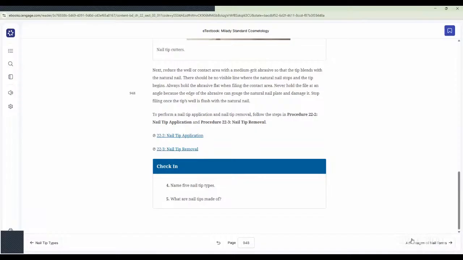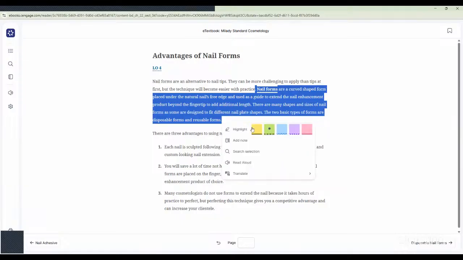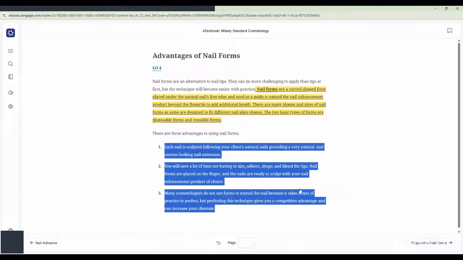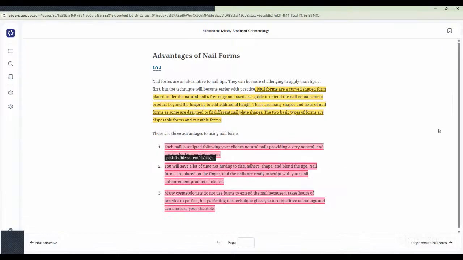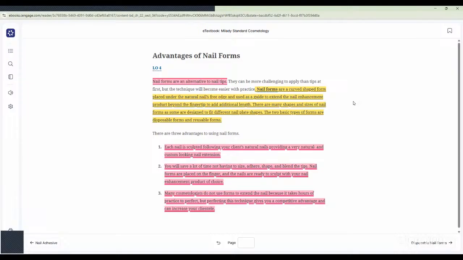Let's talk about sculptured nails, which use nail forms. And we're going to go yellow on here. And then also the advantages of using nail forms, we're going to go pink. So making sure that we're looking at nail forms are an alternative to nail tips. Let me just highlight that. An alternative to nail tips. Nail forms mean you are making the nail. You're acting as a sculptor. You are making the nail.